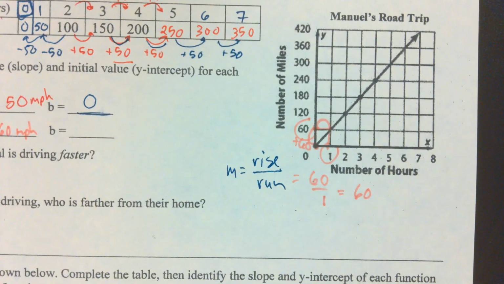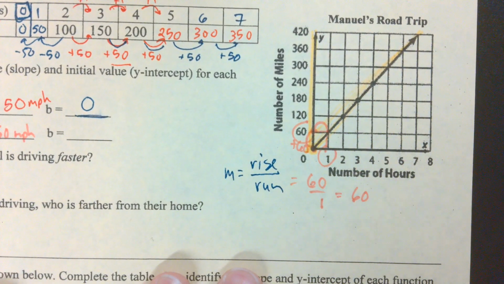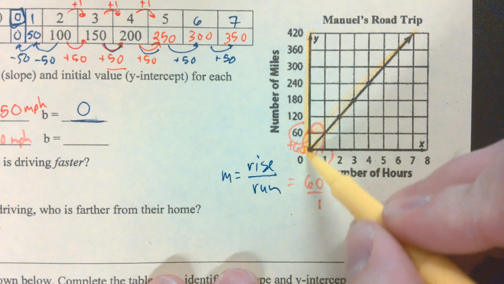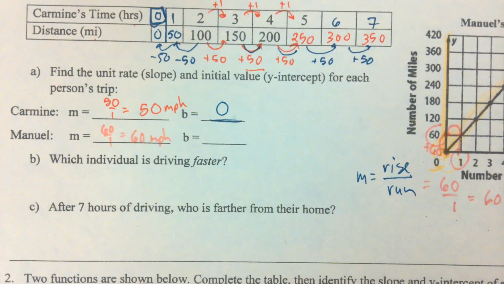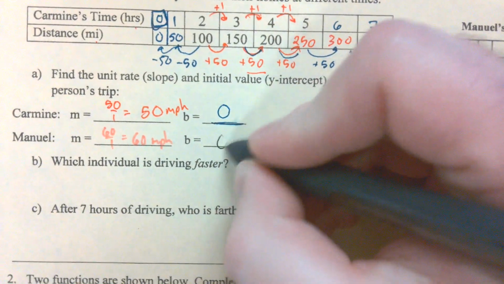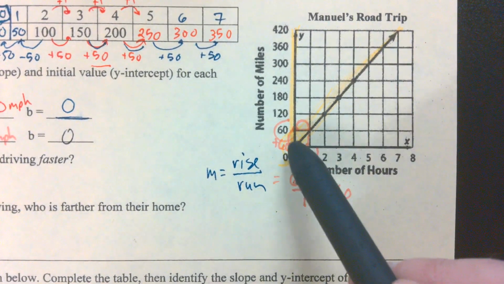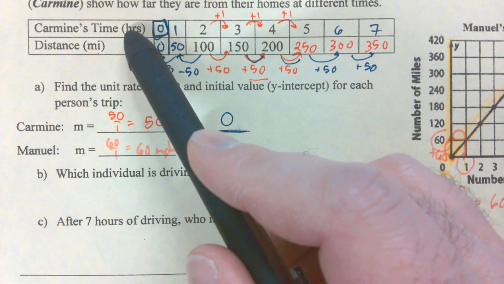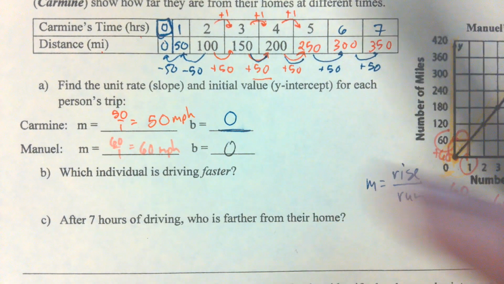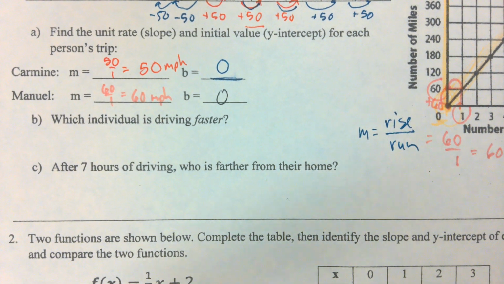Where's Manuel's starting point? What's my b value on this graph? 0. It's right here. It's where the y-axis intercepts the line. We see that they both converge on this single point right here, which is at 0. And that makes sense, right? Because after 0 hours, Manuel has driven 0 miles. For Carmine, after 0 hours, she has driven 0 miles. All right, so they're both starting off their trips at home.